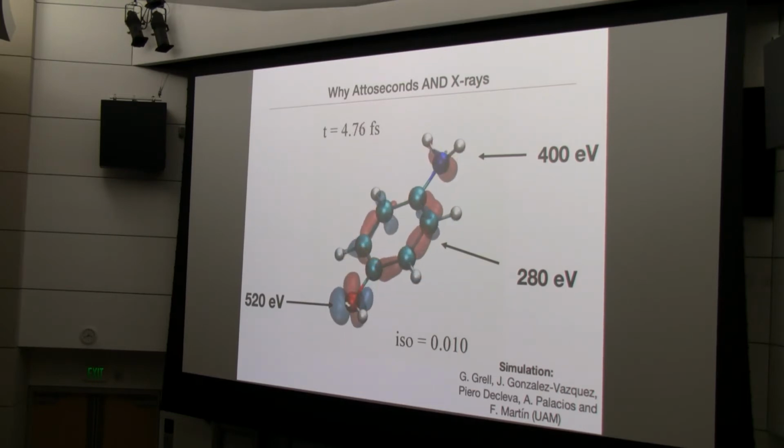So if we care about this oxygen atom here, we'll tune our X-rays around the oxygen edge. If you care about these carbon atoms here, you'll tune your X-rays close to the carbon K edge. And if you care about this nitrogen atom here, you'll work around 400 eV. Okay.